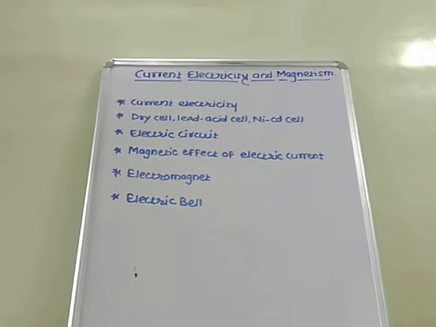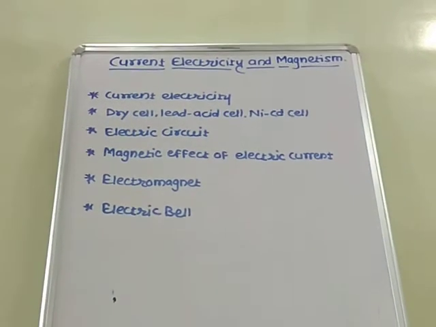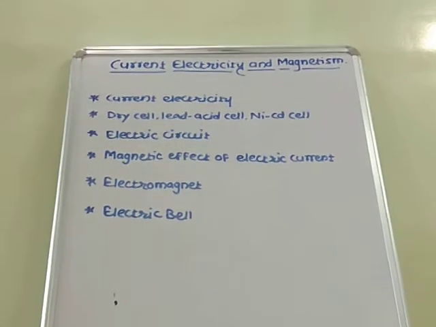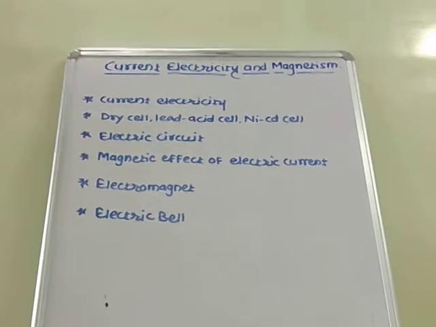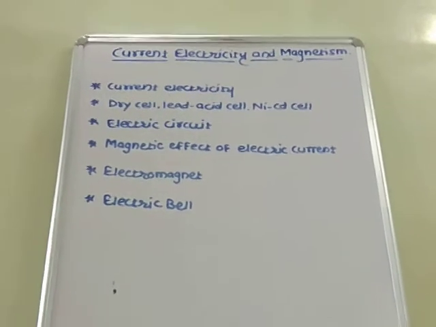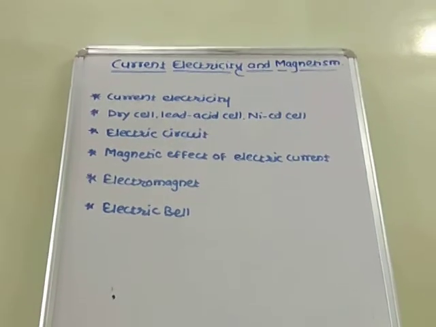Welcome again. Today we start a new subject, that is general science. In this we start a new topic. The name of the topic is current electricity and magnetism. The major outline points of these lessons are current electricity, dry cell, lead acid cell, nickel cadmium cell, electric circuit, magnetic effect of electric current, electromagnet, electric bell. These are the major points in these lessons.